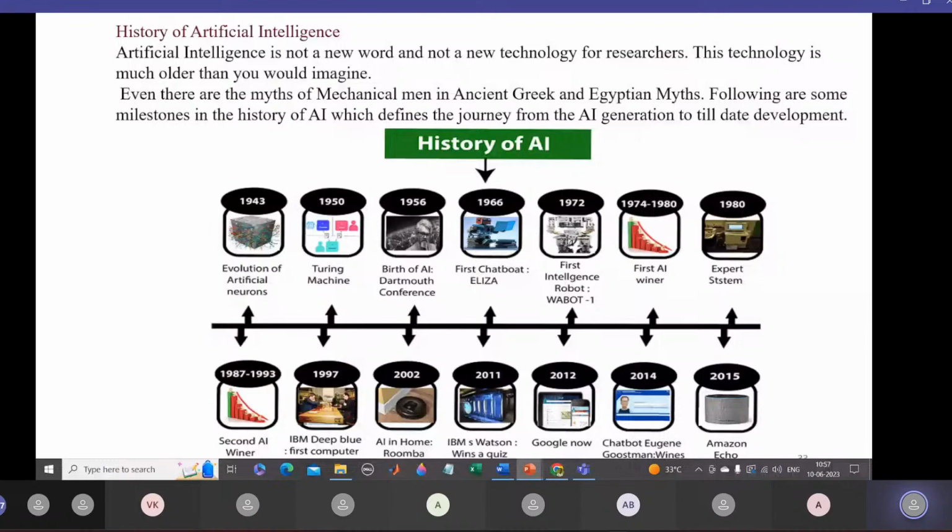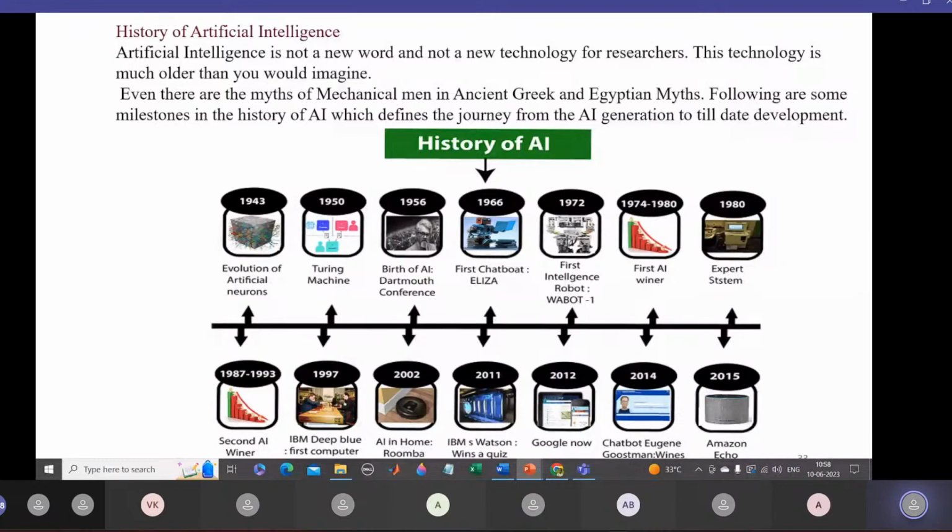Then even there are myths of mechanical men in ancient Greek and Egyptian myths. Okay, these are some of the milestones in the history of AI. They're going to tell about the journey of this AI till day development. It is not 2023, some few years back. So you can see it has started with 1943, before India got independence, right?